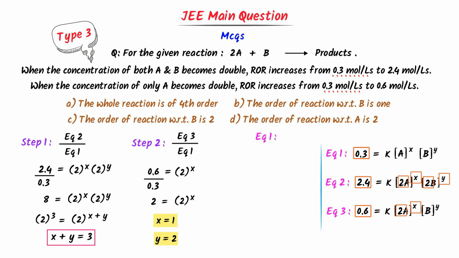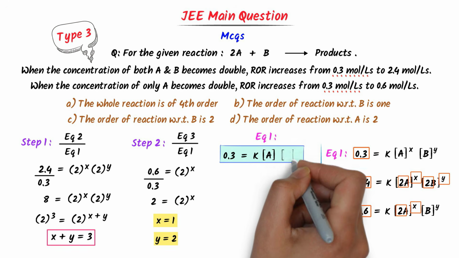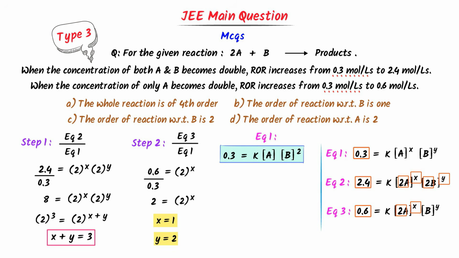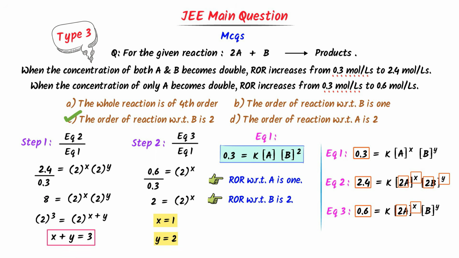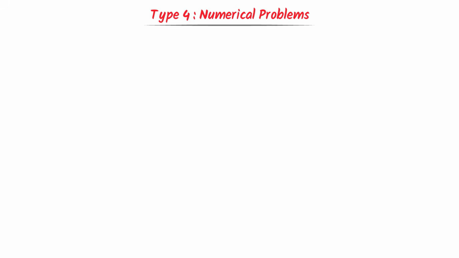I take the first equation. I write 0.3 is equal to K and the concentration of A, the power is 1, and the concentration of B, the power is 2. Hence the order of reaction with respect to A is 1 and the order of reaction with respect to B is 2. Thus the correct option is C. Therefore, using this trick, we can easily calculate type 3 numerical problems. Finally, let me teach you type 4 numerical problems.